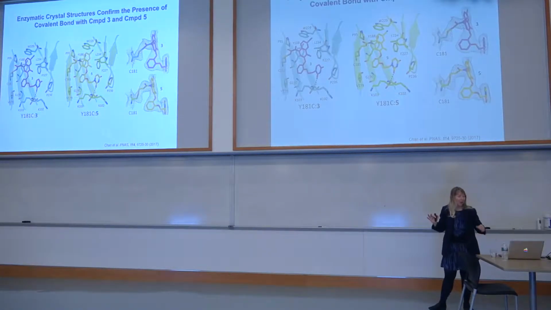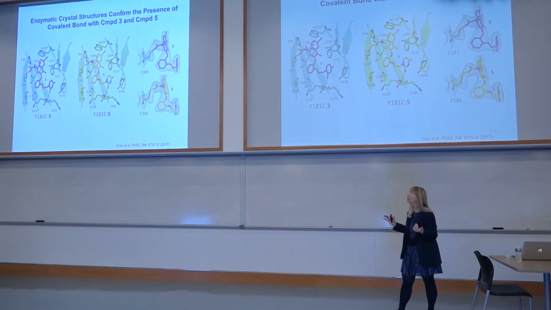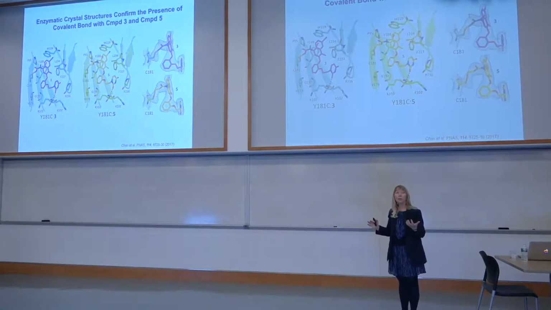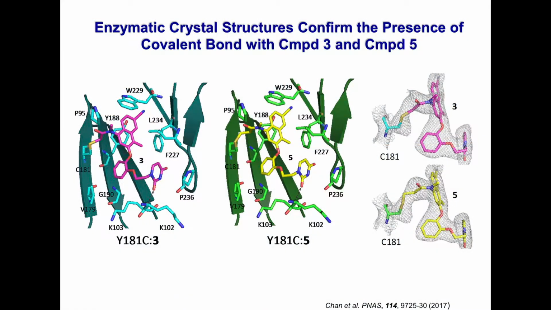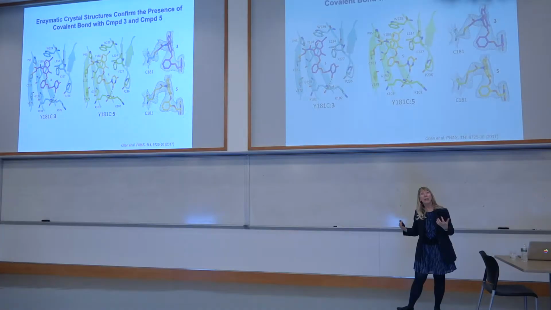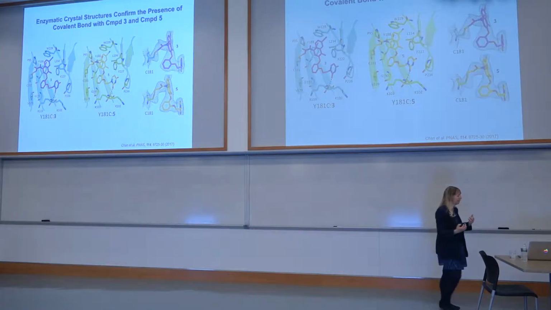And so we really wanted to determine the three-dimensional crystal structure, and so we were actually able to do that in each of these cases. And what one sees here is very nice electron density. That was the predicted cysteine that was going to react, and so we can see a nice continuity in electron density, and these compounds are indeed bound in that allosteric pocket as we had hypothesized.